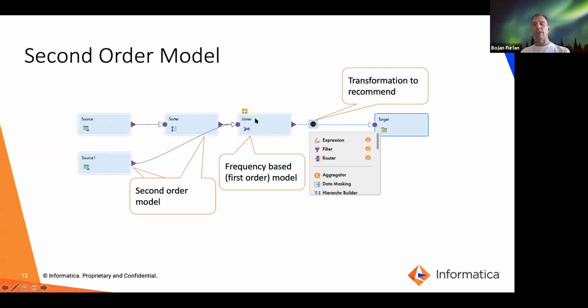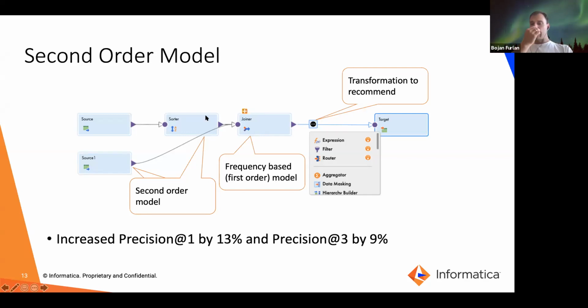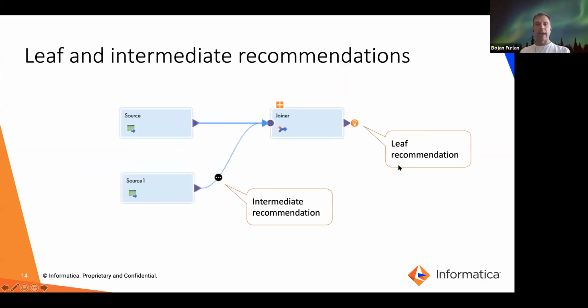And in the second order model, we are also using the transformations that are before this current transformation. And in our experiments, this increased precision by 13% for precision at 1, for the top recommendation, and precision at 3 by 9%. I mean, we use this as a set of features. And the second thing that we identified is basically that there are two most frequent patterns in how people are building the mappings.